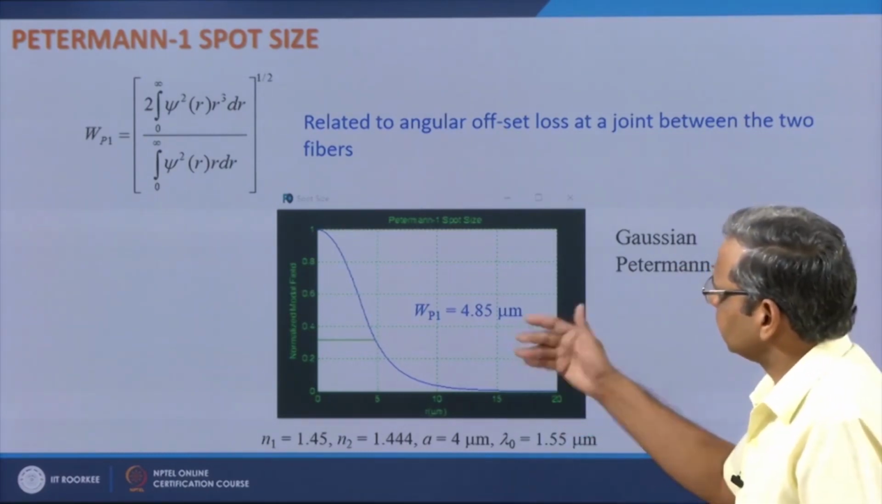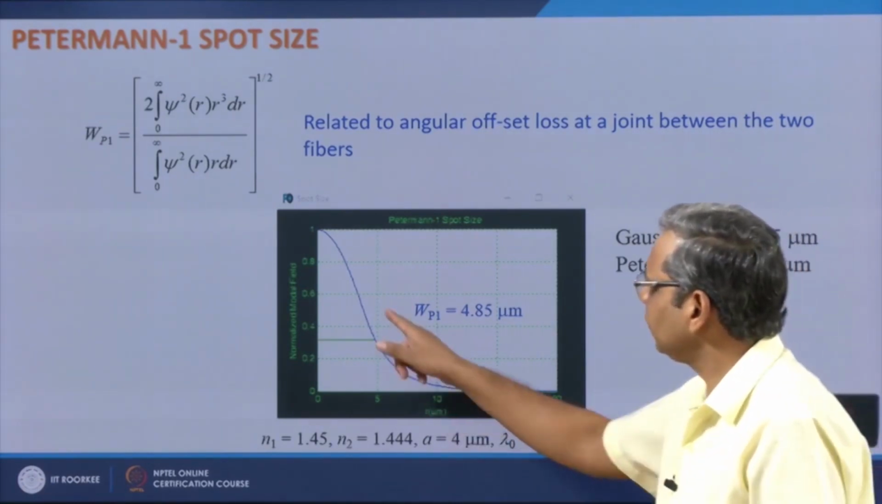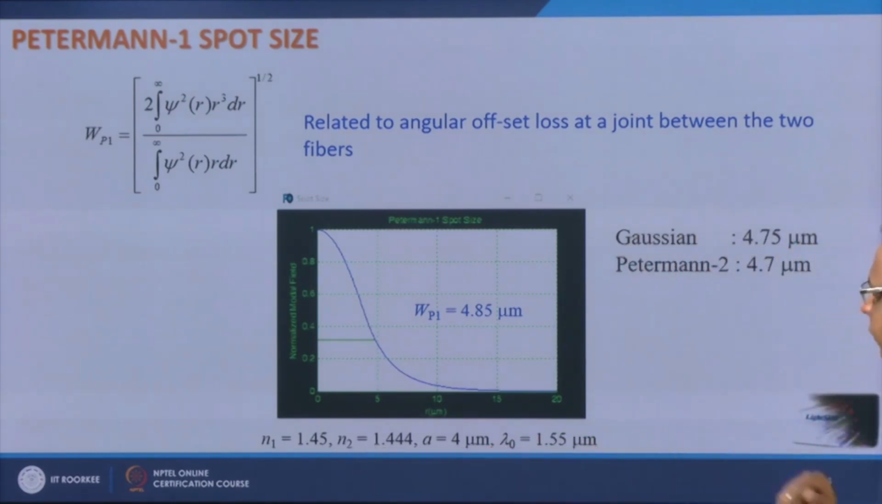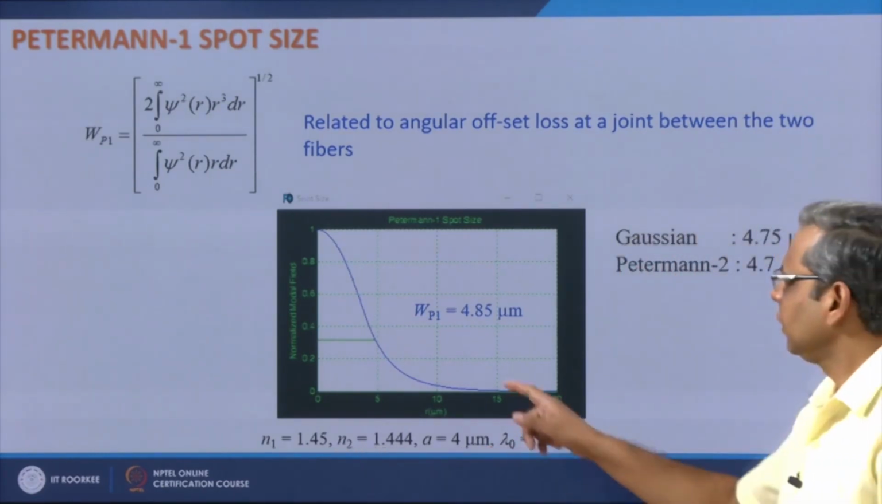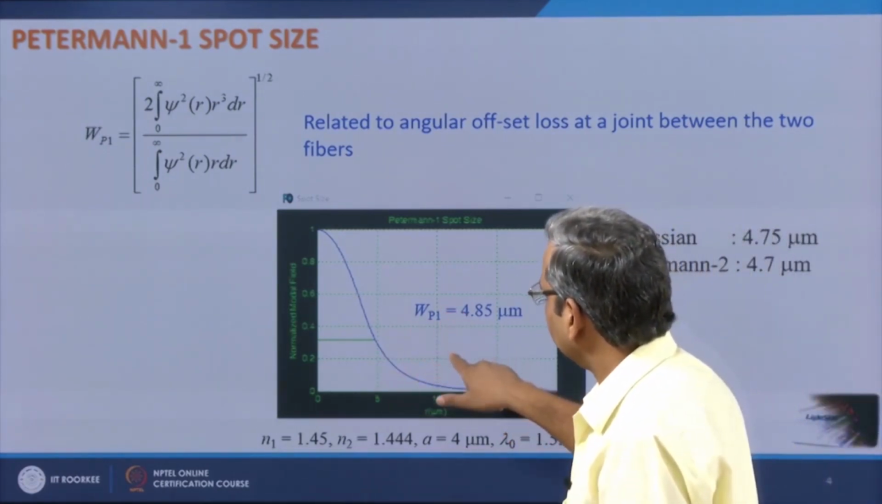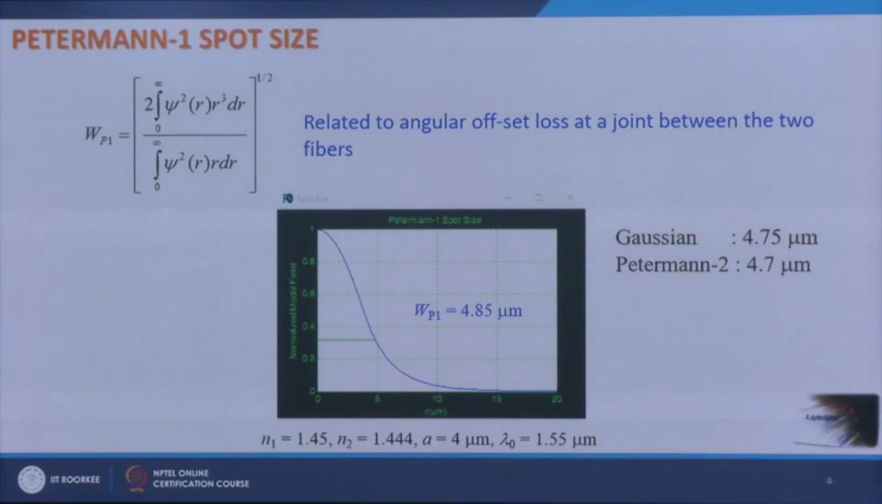So, here in this figure I have again plotted the normalized modal field for the same fiber and at the same wavelength, and the Petermann 1 spot size. The Petermann 1 spot size comes out to be 4.85 micrometer, and if I compare it with the Gaussian, which was 4.75 micrometer, and Petermann 2 was 4.7 micrometer for the same fiber and the wavelength.